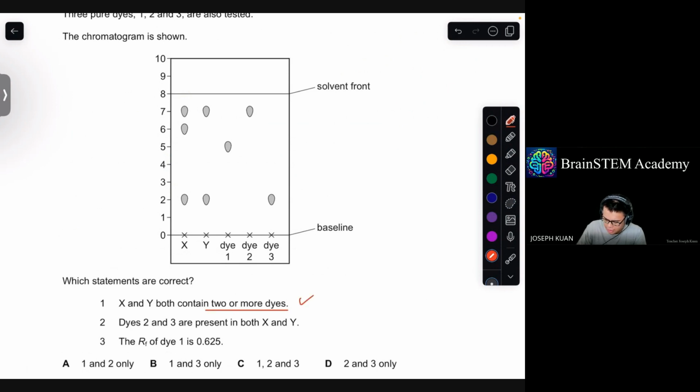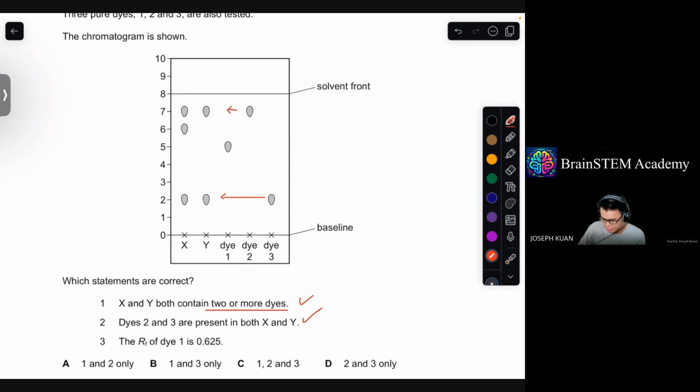2, dyes 2 and 3 are present in both X and Y. So if the dye contains dye 2, it means that the chromatography result should have a parallel spot. Right, these 3 are in parallel, which means that X and Y does contain dye 2. And then for dye 3, it is also found in X and Y because you see there's parallel spots for all 3 of them. Okay, so with that said, 2 is correct.